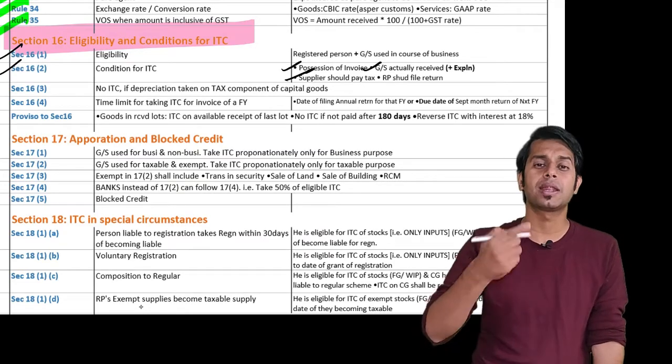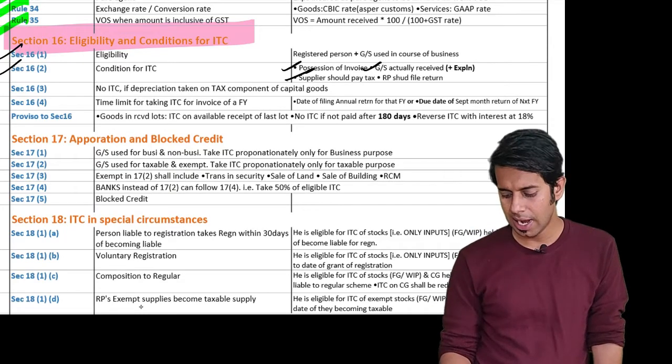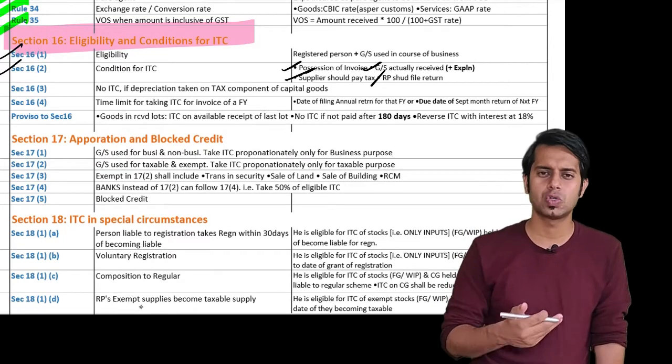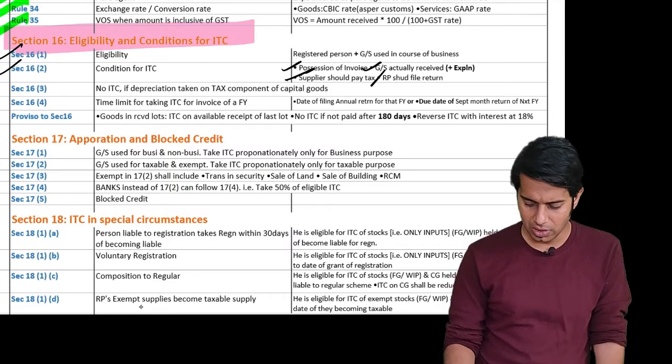Then the supplier, the person who is making the supply, should have paid the taxes, and the registered person should have filed the return. He should have filed the return to take the input tax credit.